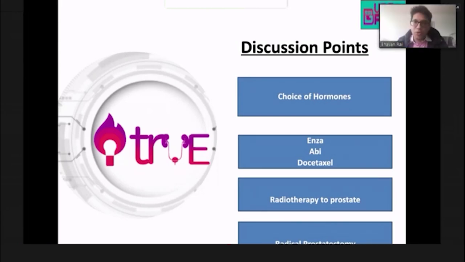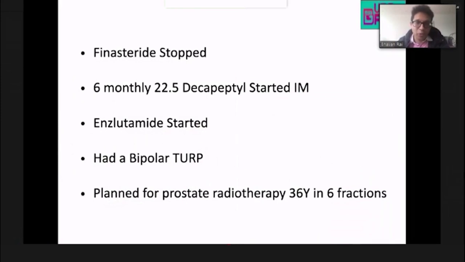Fantastic. So I'll let you know what we did. We stopped this finasteride. We started him on Decapeptyl 6-monthly injections. We started him on enzalutamide. What I didn't tell you was that he did have a lot of sphincteric involvement, for the sake of discussion, and he had a very short urethral length. So we decided that perhaps his outcomes from surgery may not be very good. So we offered him a bipolar TURP, which he did reasonably well from. We wait around 3 months before we would offer him radiotherapy, but that's the plan.